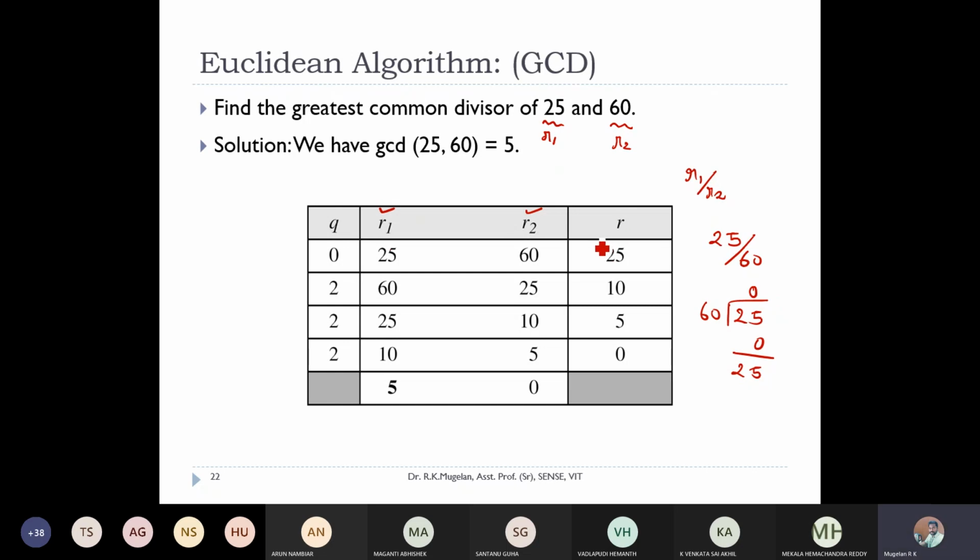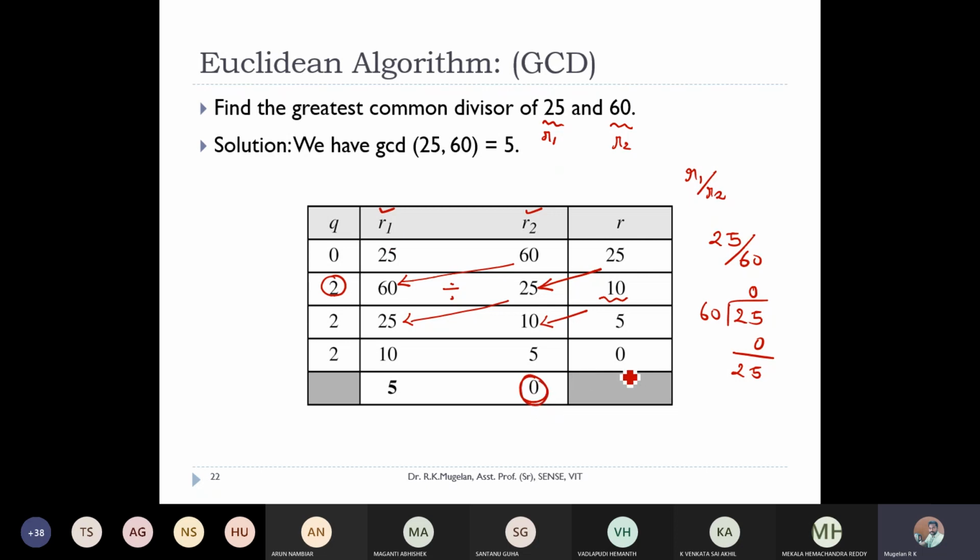Next step, I push the value of R2 to become R1, and after the first iteration, I push the remainder value to R2. Next, I divide 60 by 25. 25 goes 2 times, which gives me 50. So 2 is the quotient, and 60 minus 50 gives a remainder of 10. Next step, I push R2 again to R1 and the remainder is pushed to R2. This is repeated until my R2 value becomes 0.